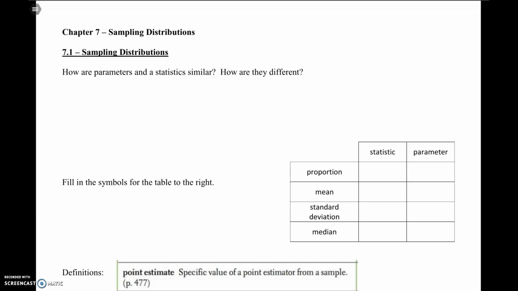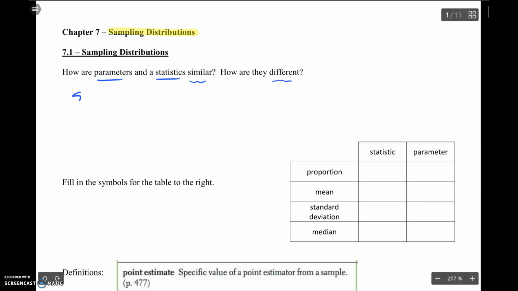All right, chapter 7 is dealing with a major concept in statistics called sampling distributions. This is going to be kind of the foundation of all of our future tests and analysis that we're going to be doing in semester 2. So how are parameters and statistics similar? Hopefully, this is just a little review about whether you remember what these words kind of mean. How are they similar? How are they different?